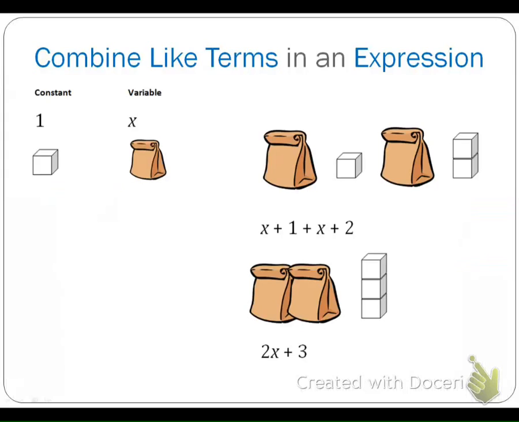When we combine our like terms, we're combining our variable terms together and our constants together. So it's like putting the 2 bags together, our variable terms, so that would be 2 x's, or 2 bags, plus, and we combine our constants together, 3 blocks.